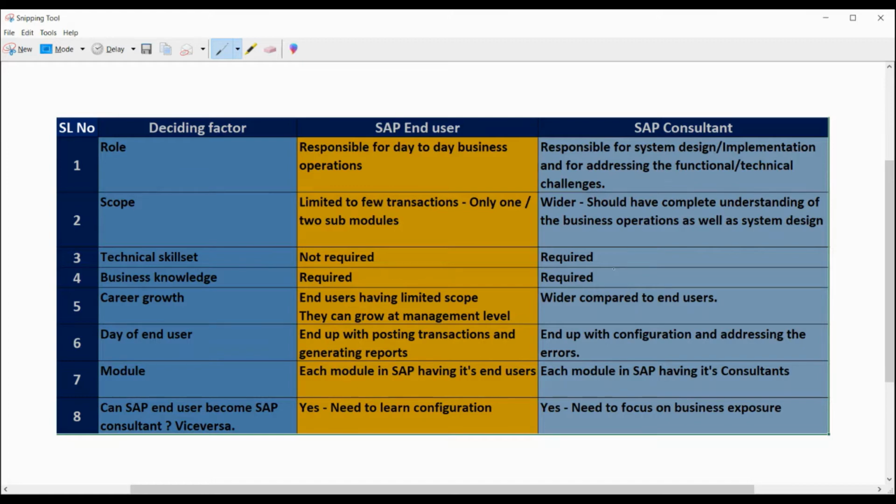Here, the first deciding factor is role. So what is the role of SAP end user and SAP consultant? SAP end user is responsible for day-to-day business operations. And SAP consultant is responsible for system design, implementation, and for addressing the functional or technical challenges.